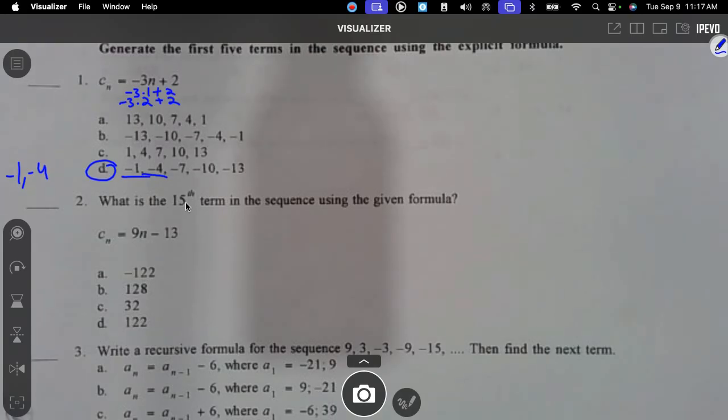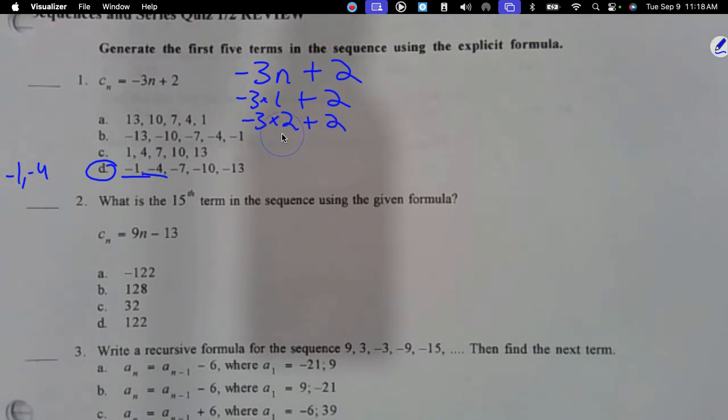Should be that easy. So it goes -3 times 1, -3 times 2, -3 times 3, plus 2. Look, see it says -3n plus 2? So in my calculator, I would do -3 times 1 plus 2. And it would spit out -1. Then I would do -3 times 2 plus 2, because that's my second term. And it would give me -4.